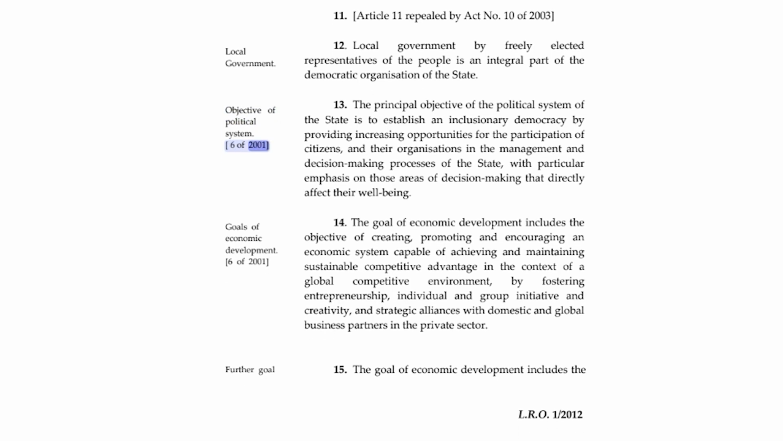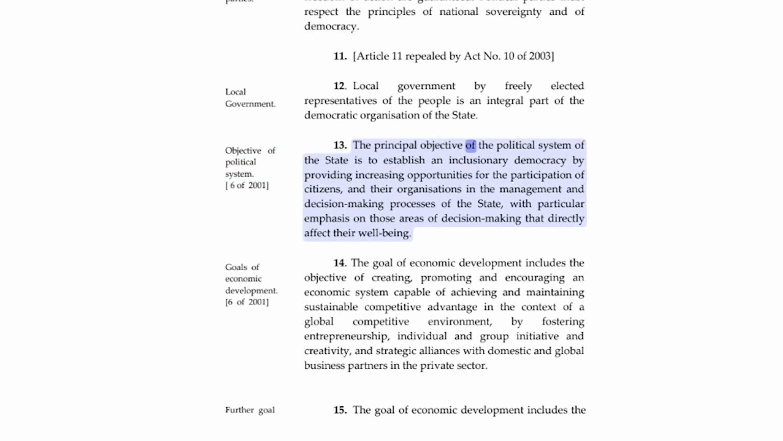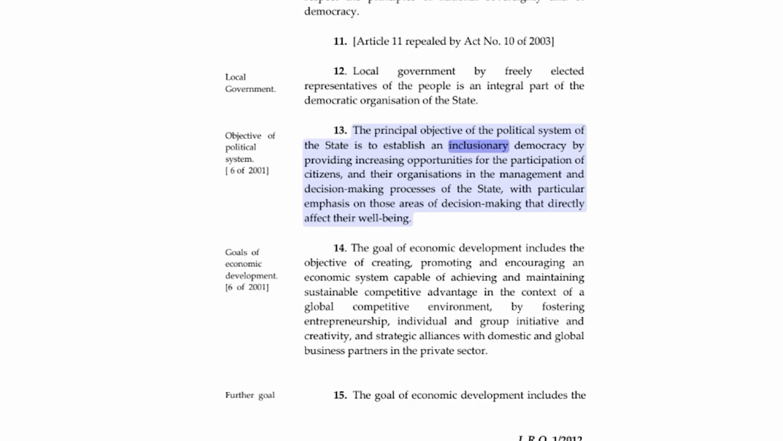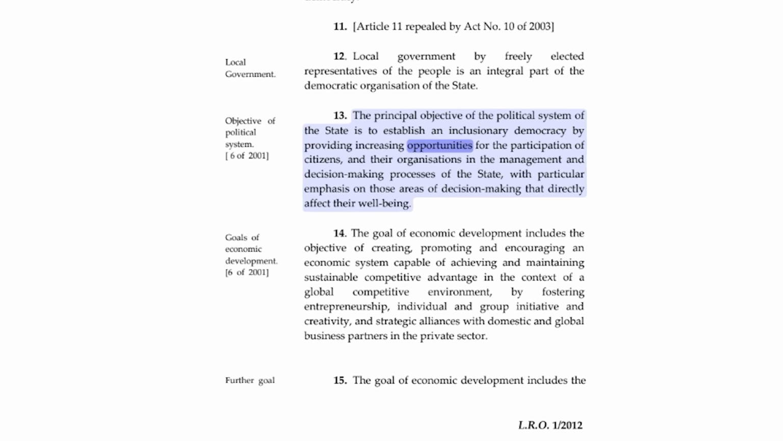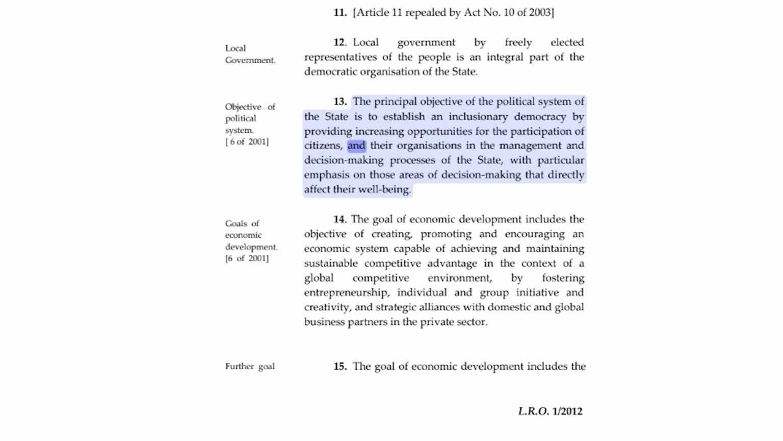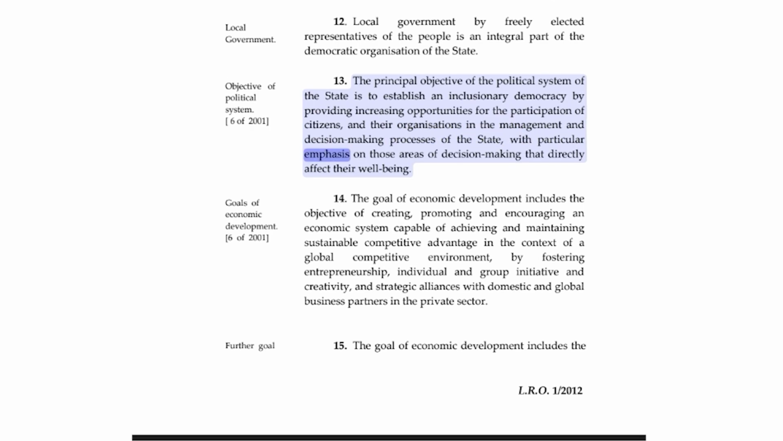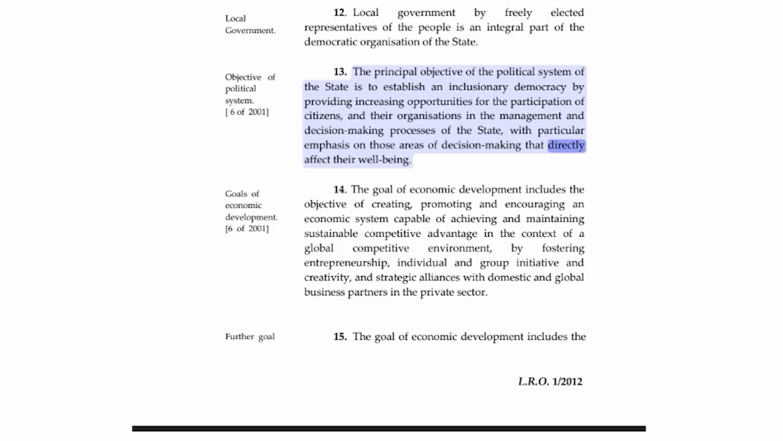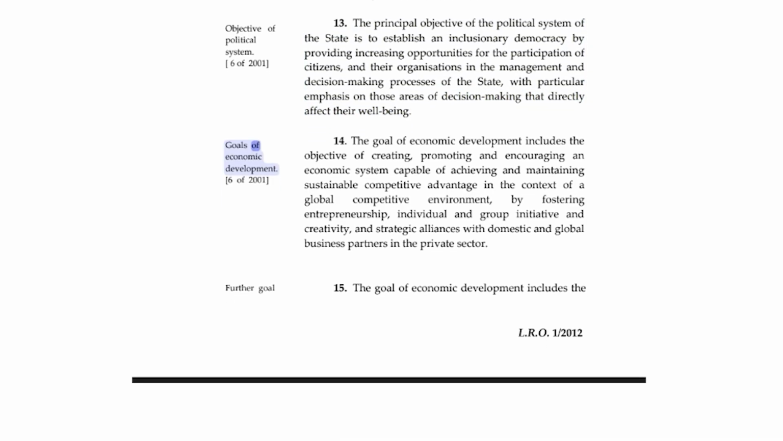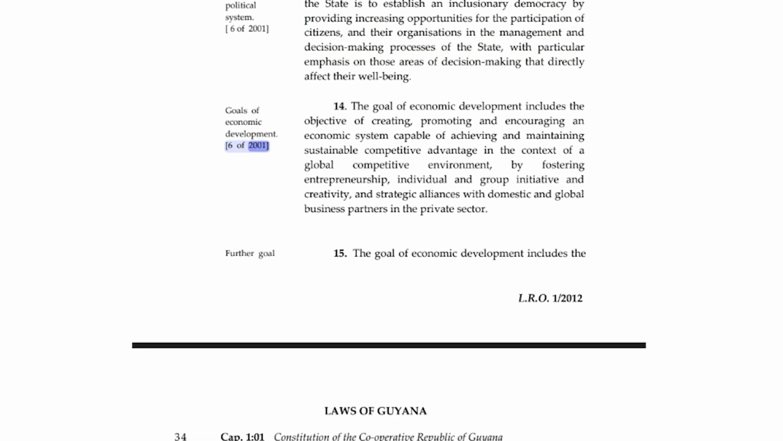Objective of political system. 13. The principal objective of the political system of the state is to establish an inclusionary democracy by providing increasing opportunities for the participation of citizens and their organizations in the management and decision-making processes of the state, with particular emphasis on those areas of decision-making that directly affect their well-being.